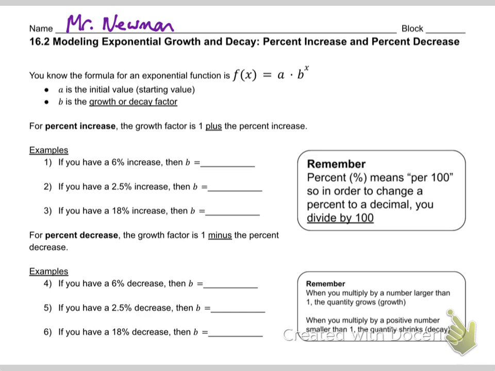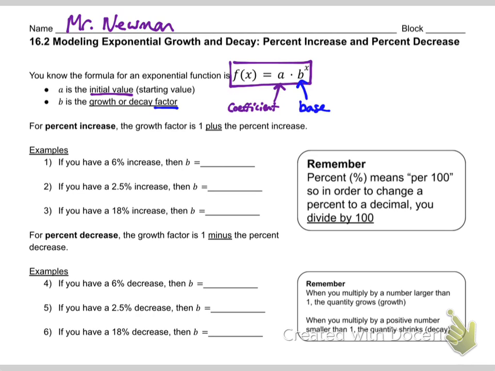So, first thing, we do know the formula for the exponential function. That's f of x equals a times b to the x. And we've got names for those. There's a, which is the coefficient. That's the initial value or your starting value. And b, we call that the base. That is the growth or decay factor. The important word is factor because that base, that b, is the number you multiply by over and over in each iteration or each step.